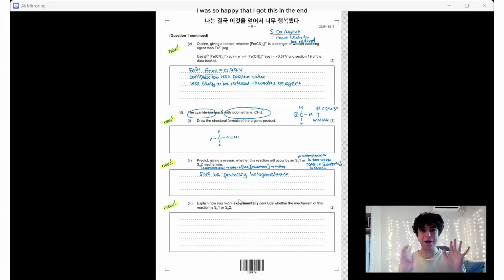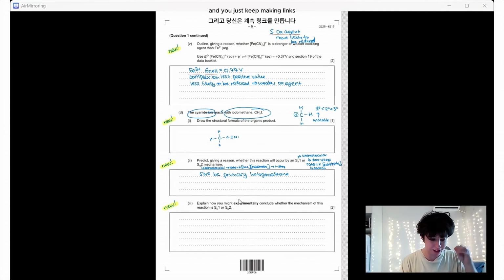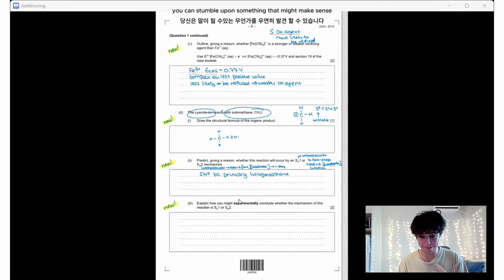And I was so happy that I got this in the end, because I was just pondering it for so long. So this is what I mean when I say that whenever you're done with your exam, you need to sit there and just ponder. You need to reach deep into your brain, right? Don't just give up. Okay. Because if you think about something hard enough and you just keep making links, hopefully eventually you can stumble upon something that might make sense.